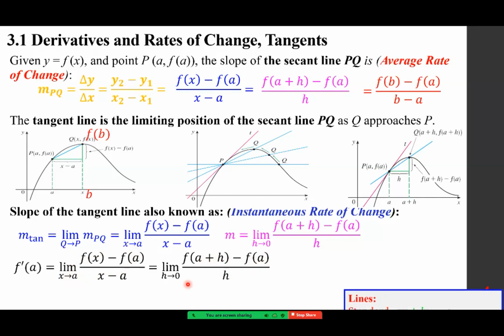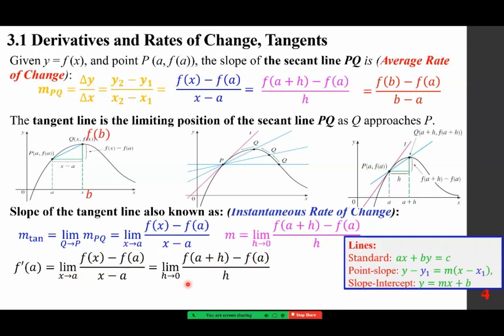So remember, when we want to find the equation of a line, we use the standard form ax plus by equals c. We use the point-slope form, y minus y1 equals m times x minus x1. We use the slope-intercept form. Ultimately, we solve for y and we get y equals mx plus b. So in order to find the equation of a tangent line, we're going to start with the point-slope form.